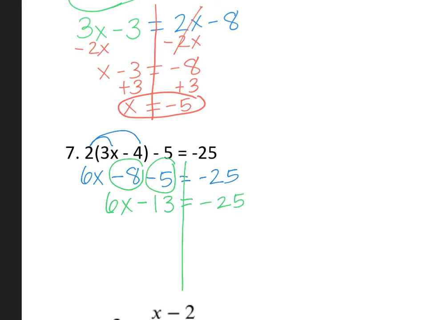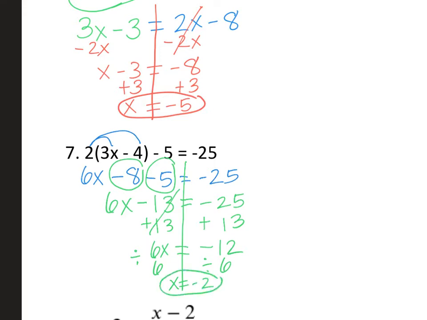My variable's on the left-hand side, and so is my constant. In order to get rid of my constant, I need to add 13 to both sides. On the left-hand side, it's going to cancel out, and so I'm left with 6x on the left-hand side. On the right-hand side, I am going to be left with negative 12. And now it's time to divide since the variable has a coefficient. So I'm going to divide by 6 on both sides. When I do that, I get x equals negative 2. Make sure you write this in the table on the front.